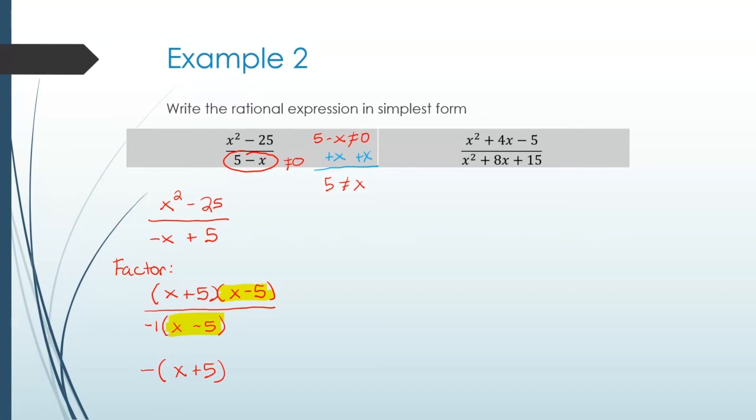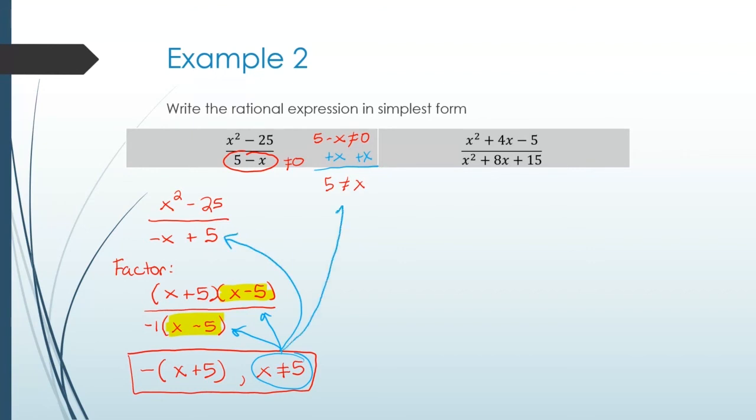Now I have to go back, because I canceled out the denominator and that was part of the domain. I have to stick that back in, the fact that x cannot equal 5, because that relates to what we canceled out. So this x not equal 5 comes from the x minus 5, which basically came from the negative x plus 5 part. And then it all goes back to our domain.